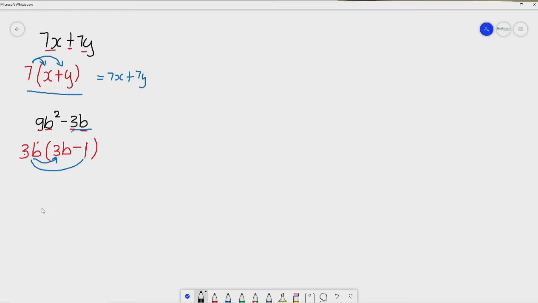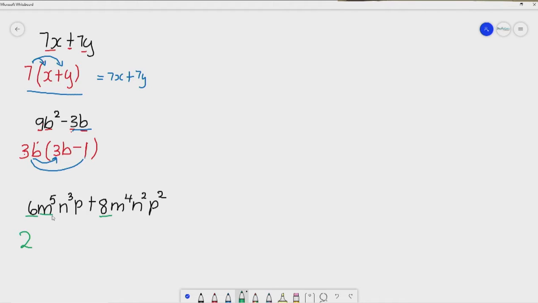And the last one, 6m to the power of 5, n to the power of 3, p plus 8m to the power of 4, n to the power of 2, p squared. This one is a little longer than the first two. So the first thing we're going to look at is the coefficients. So we have 6 and 8. The highest common factor of 6 and 8 is 2. So the 2 goes there.